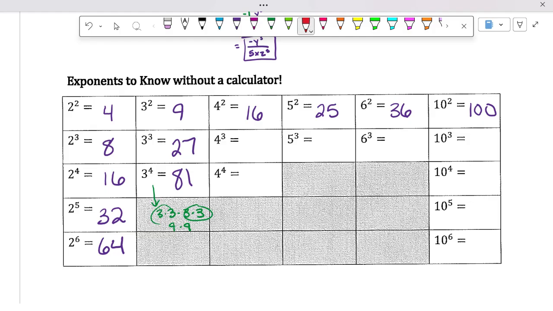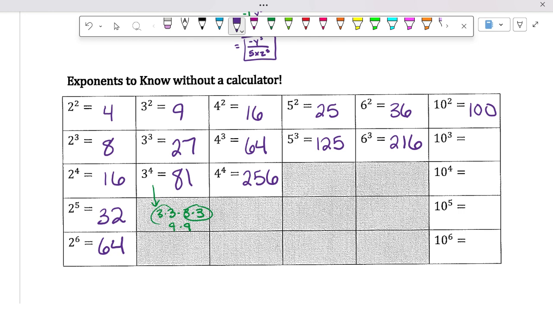All right. 4 to the 3rd. That's 64. 4 to the 4th. I think it's 256. They'll correct me if I'm wrong. Yeah, it's 256. All right. 5 cubed. 125. Good. 6 cubed. 216.